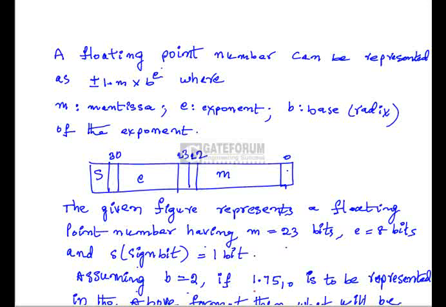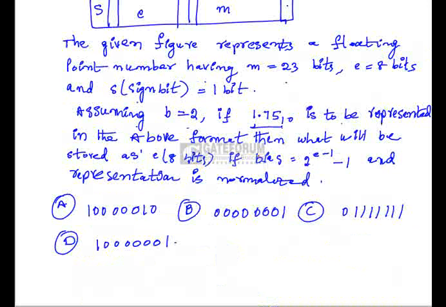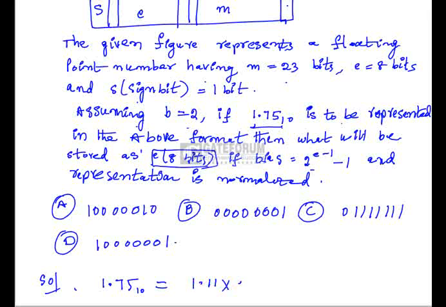If 1.75 base 10 is to be represented in the above format, then what will be stored as e? So what will be the exponent? We need to find out the exponent of this. So now bias is equal to 2 power e minus 1 and representation is normalized. So we can represent 1.75 like this in binary. This is the fraction part and 1 is the integer part. It is given in decimal format, so that we can represent like 1.11 into 2 power 0.